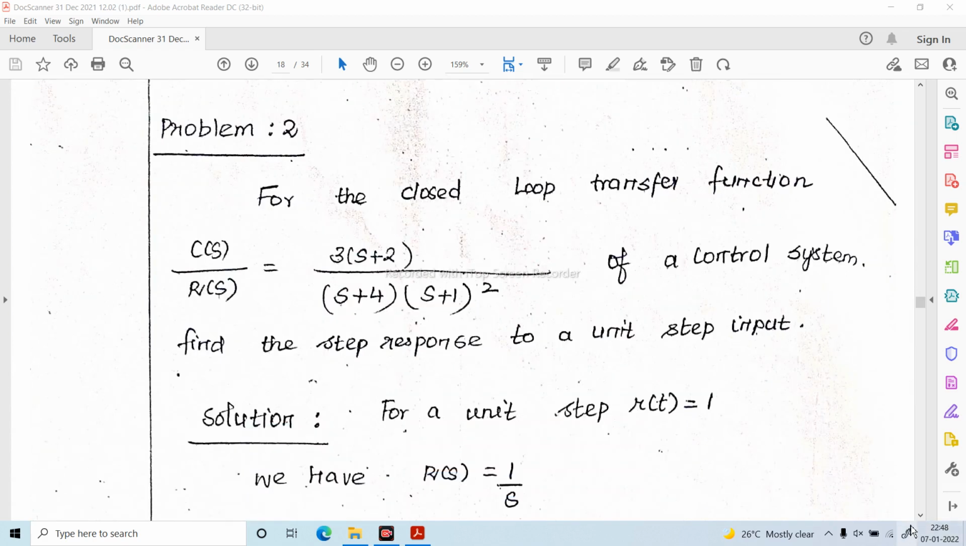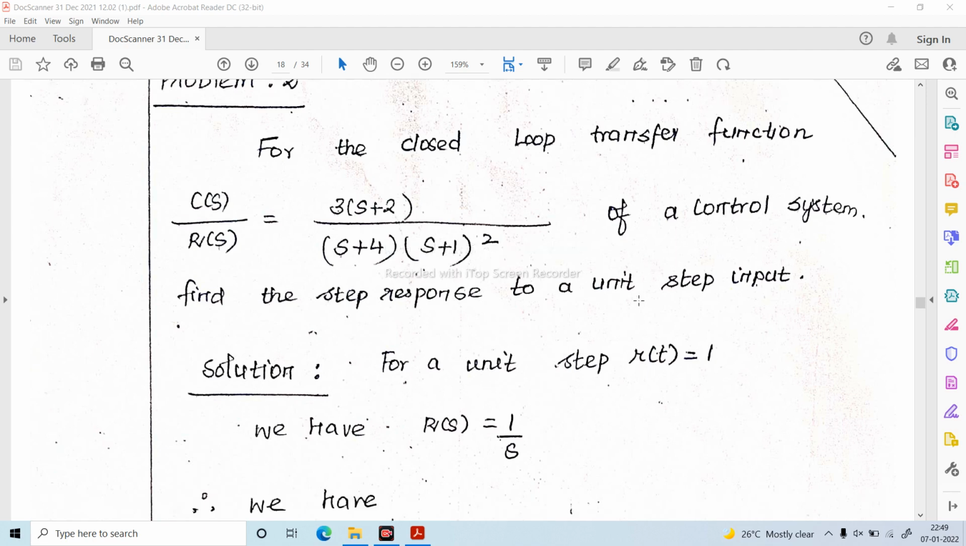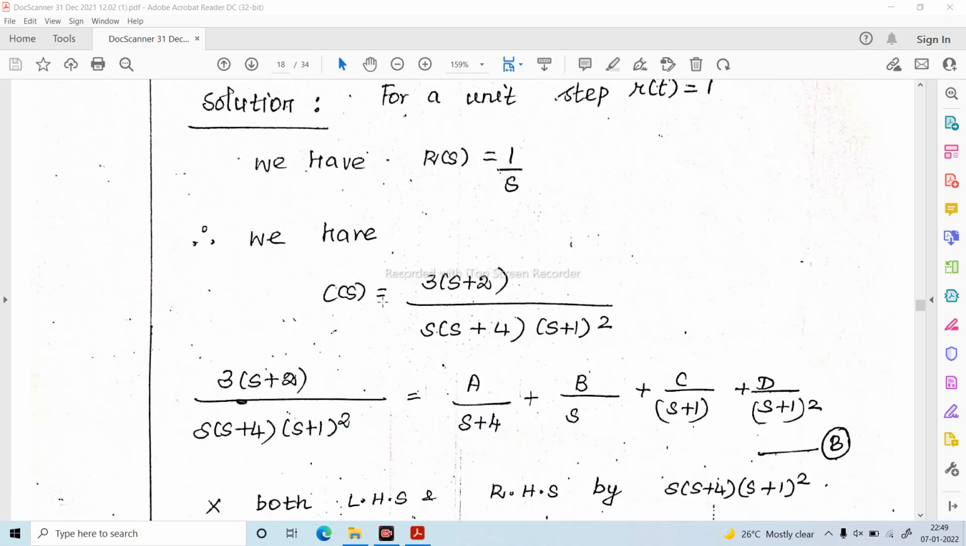Next, I am going to explain problem 2. For the closed loop transfer function C(s)/R(s) equal to 3 into (s plus 2) divided by (s plus 4) into (s plus 1) the whole square of a control system, find the step response to a unit step input. First, you have to write C(s)/R(s) directly here because the transfer function is given directly. But we have to apply R(s) in this transfer function. So C(s) equals R(s) into 3 into (s plus 2) divided by (s plus 4) into (s plus 1) the whole square. Okay, put the value of R(s), that is 1 by s.